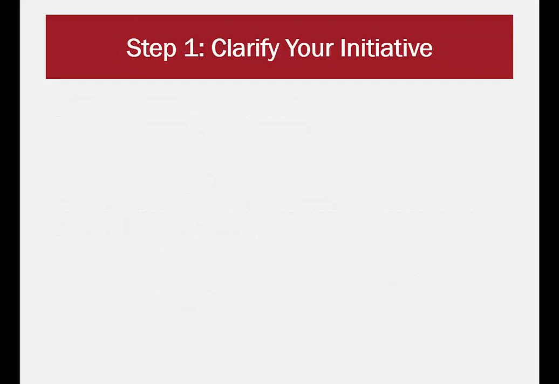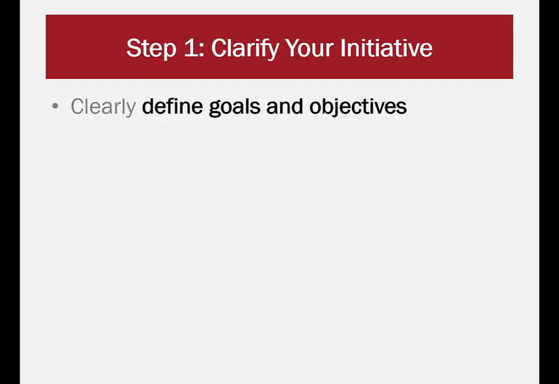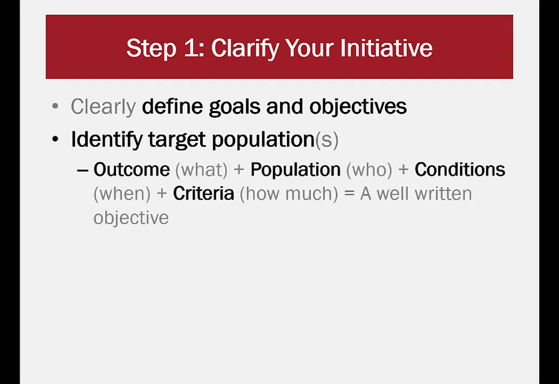Step 1. Clarify your initiative. At the onset, it is very important to clearly define your goals and objectives. You need to consider the outcome you are wishing to achieve, the population you are wishing to target, when you are wishing to achieve the outcome, and the criteria that needs to be met for you to know the initiative has been successful. Consider the following example.